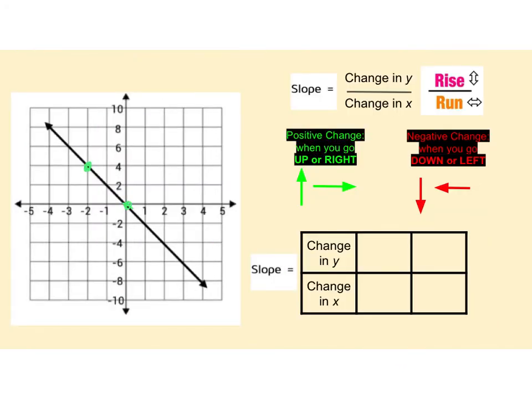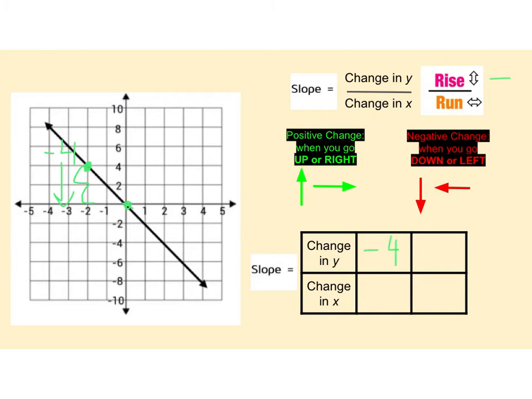Now we're going to look at that same graph and find it using rise over run. This time I chose 2 points that are a little bit closer together. And remember, we've got to pay attention to how our graph is numbered. So first, let's look at our change in y, which is our rise. I traveled down technically 2 spaces, but my graph is numbered by 2's, so my change in y is negative 4.